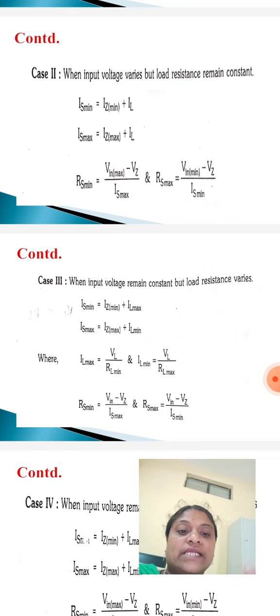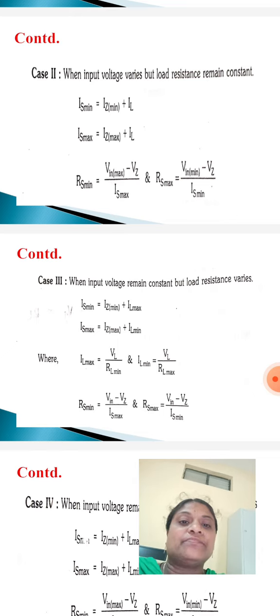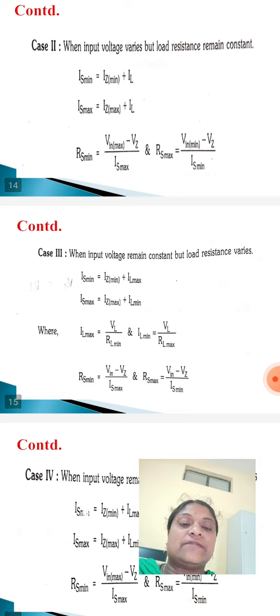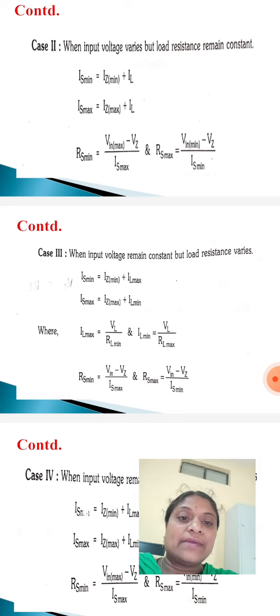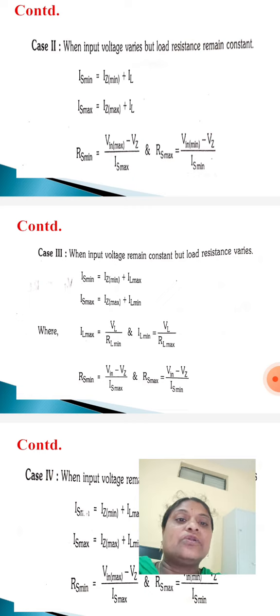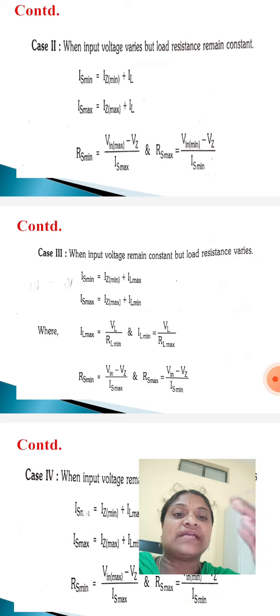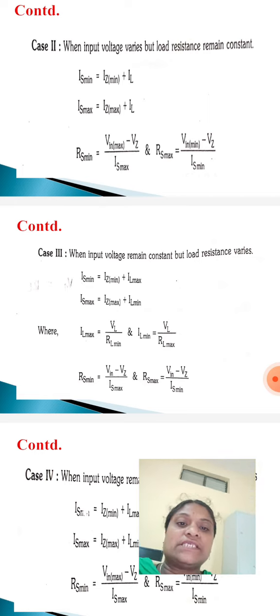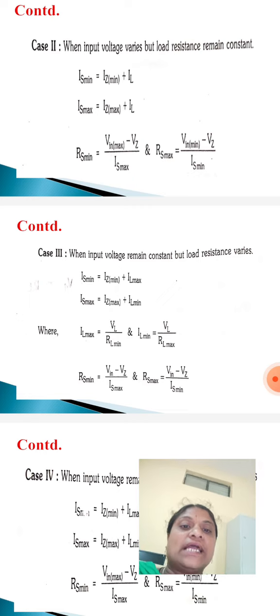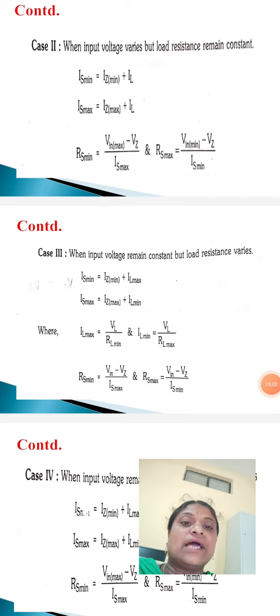First of all, we can take Is minimum and Is maximum. Is minimum is equal to Iz minimum plus IL. Is maximum is equal to Iz maximum plus IL. But here the IL maximum and IL minimum values vary because in this condition the load resistance varies. That's why the IL maximum and IL minimum values change. So I repeat once again: Is minimum is equal to Iz minimum plus IL maximum. Is maximum is equal to Iz maximum plus IL minimum.